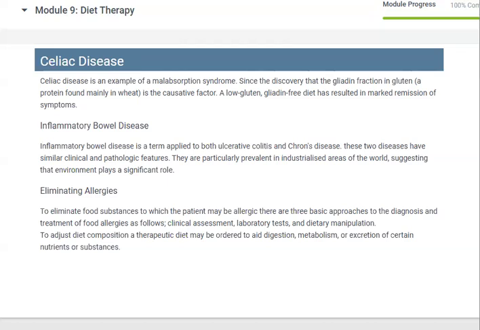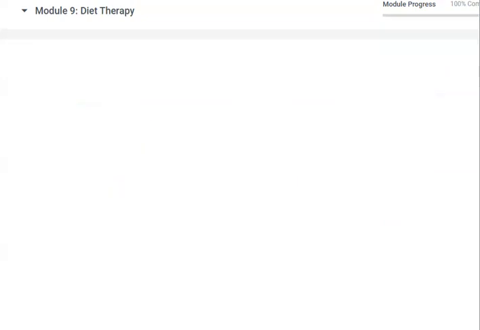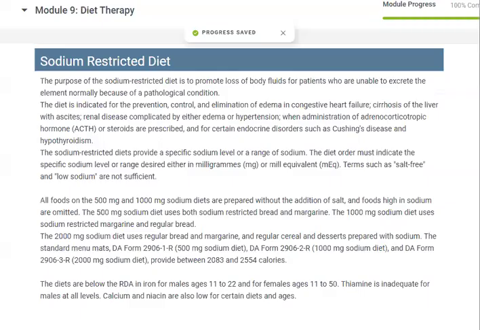Eliminating allergies. To eliminate food substances to which the patient may be allergic, there are three basic approaches to the diagnosis and treatment of food allergies as follows: clinical assessment, laboratory tests, and dietary manipulation. To adjust diet composition, a therapeutic diet may be ordered to aid digestion, metabolism, or excretion of certain nutrients or substances.